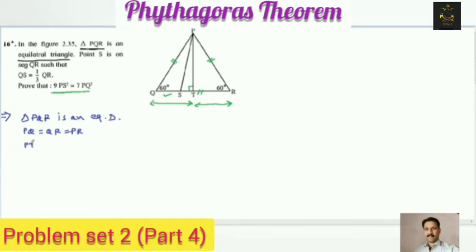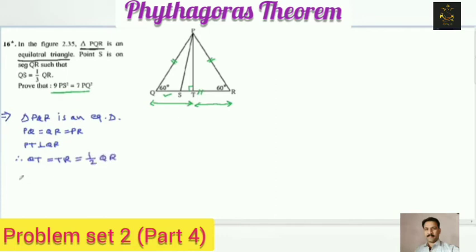This is PT, which is perpendicular to QR. Because of that reason, what we can write now here: the base is bisected. So this QT and TR, both these are the same, they are half of QR. We need all these things.